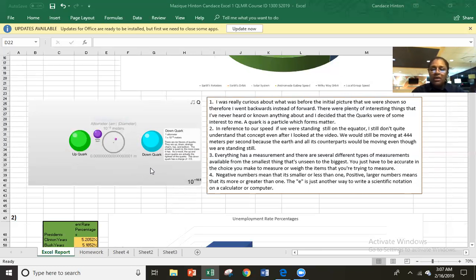You just have to be accurate in the choice you make to measure or weigh the items that you're trying to measure. And in measuring, negative numbers mean that it's smaller or less than 1, and positive, larger numbers mean that it's more or greater than 1. The E in the mathematical equation is just another way to write scientific notation on a calculator or a computer.